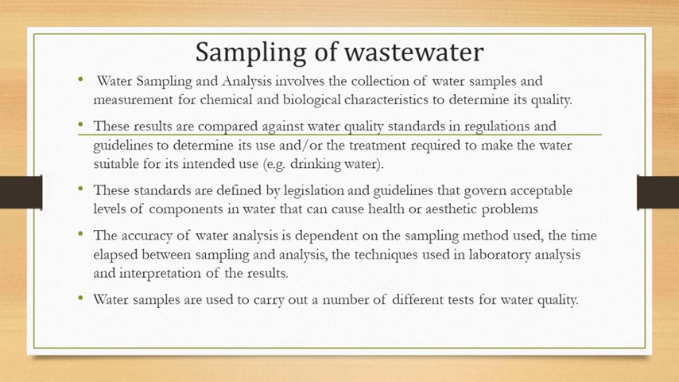A grab sample consists of a portion of wastewater all taken at one time, whereas a composite sample consists of portions of wastewater taken at regular time intervals. The grab samples are not representative of the average wastewater characteristics, because the conditions change according to the time of sampling. That's why grab samples are not representative of the average wastewater characteristics.